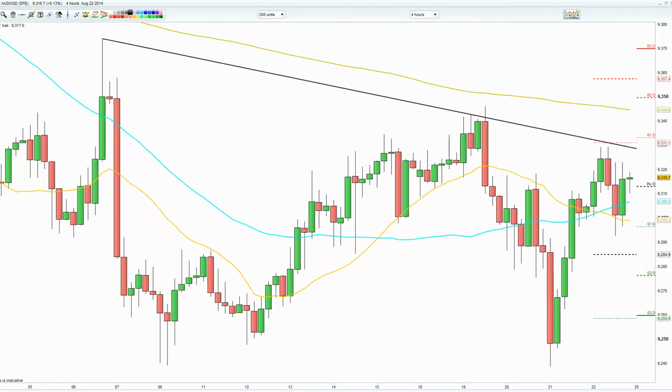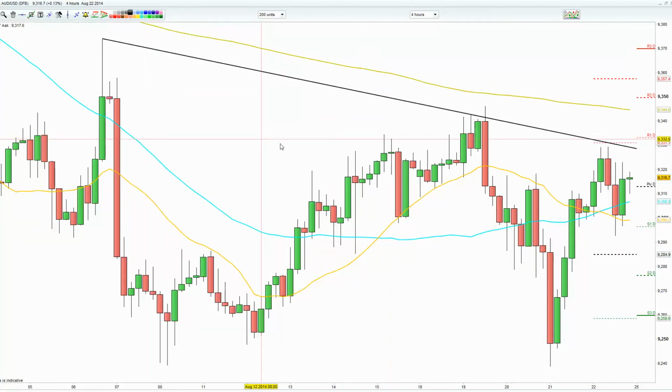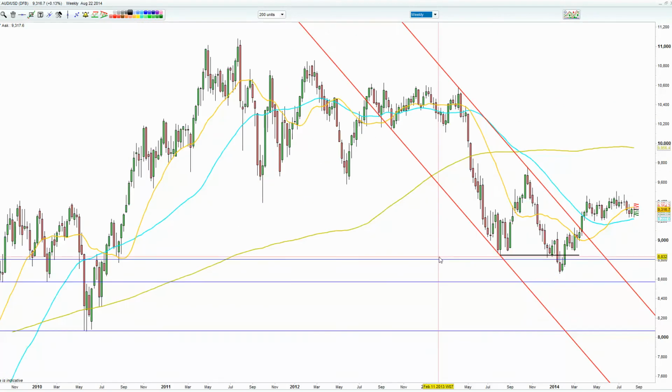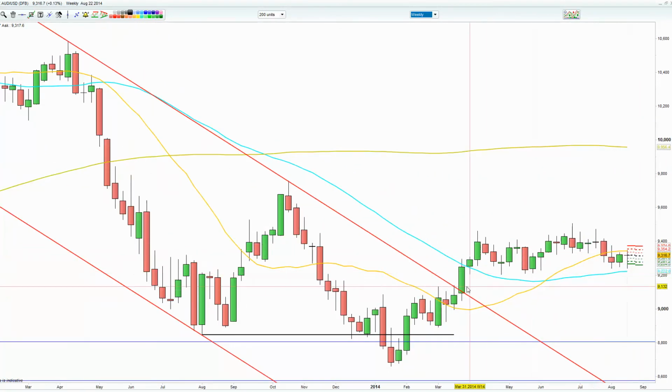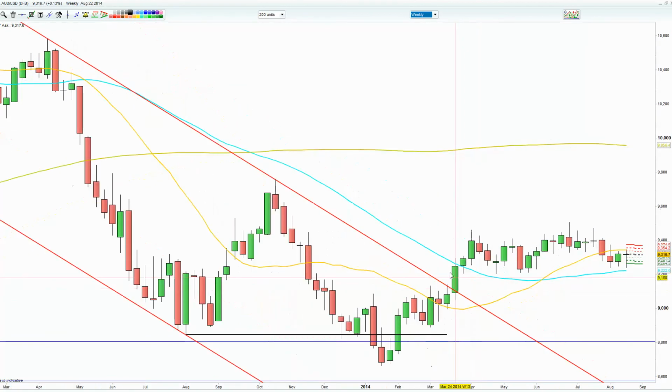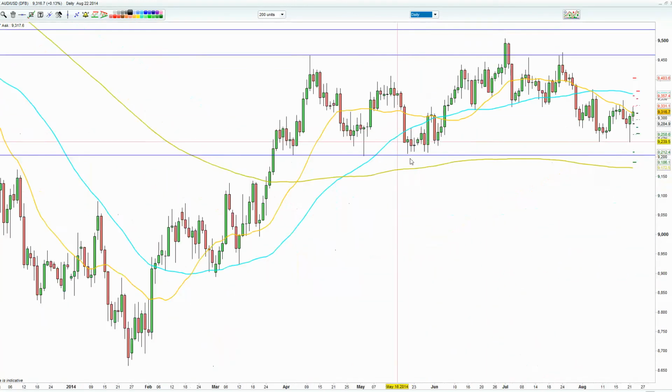Right, so let's see exactly what's happening here. First of all, let's start with the Aussie USD. Let's go to a weekly chart because it's a weekend. The weekly chart at the moment is a doji. So nothing that we can gauge from there. Sideways doji. Ignore that for now.